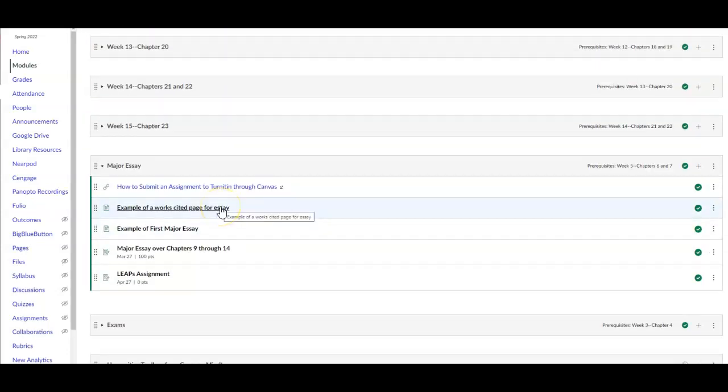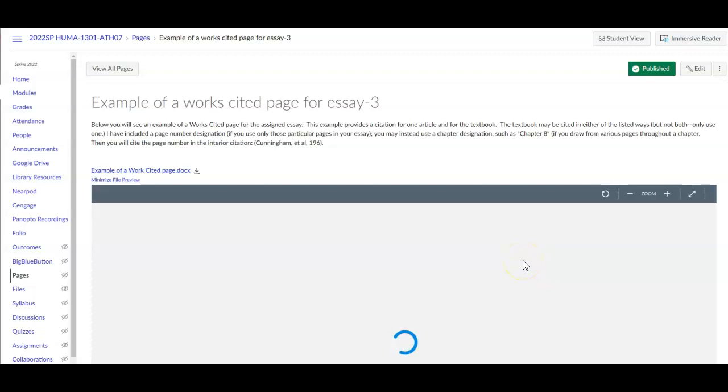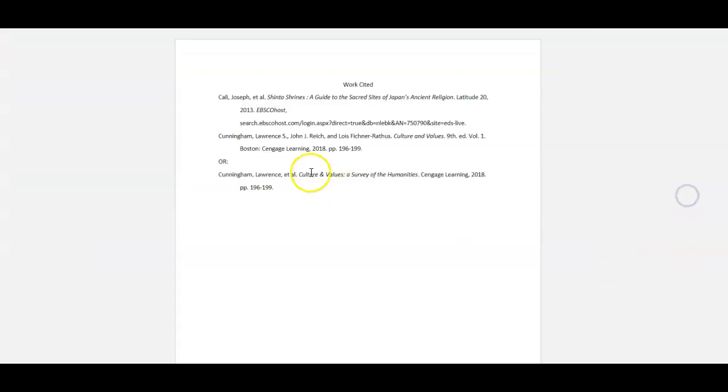Let me keep going here. I also have an example of how your works cited page should look. This one is very simple. It just has 2 entries on it. And I give you the 2 alternative ways of citing the textbook. Here's one source, and then here's the textbook itself, how you can use it. Or you can do it this way.